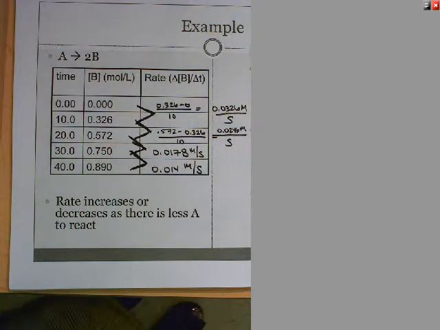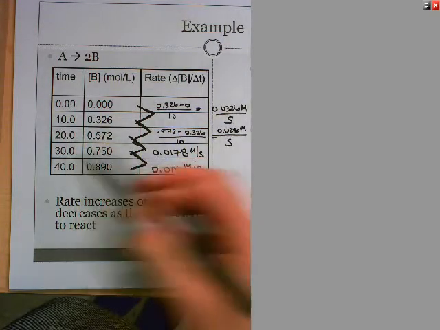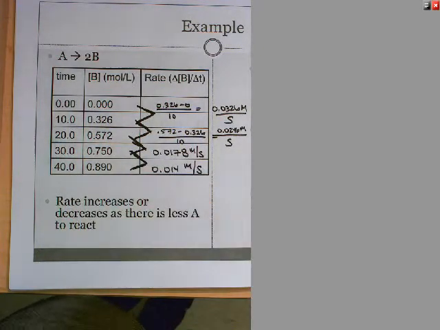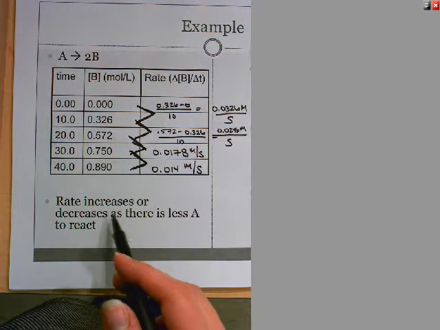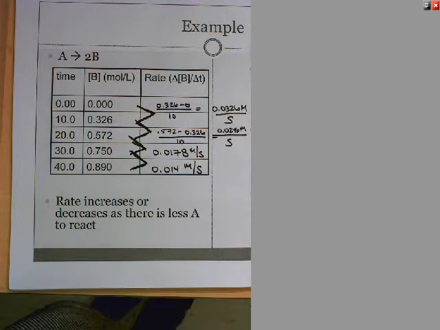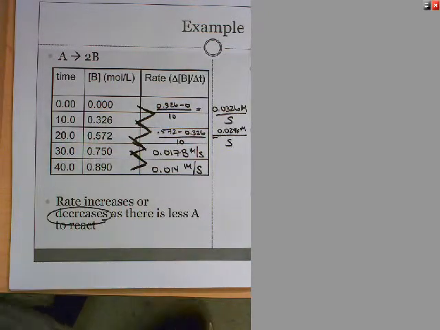So as my experiment has gone forward, my rate at the very beginning was 0.0326. Then 20 seconds in, it was 0.0246. 30 seconds in, it's 0.01. What is happening to my rate as the reaction goes forward? Decreasing. There is less A as time goes on because I'm making more B. So the rate decreases as the reaction goes forward. It has to slow down. There's less stuff to use, and so the reaction rate is going to slow down.